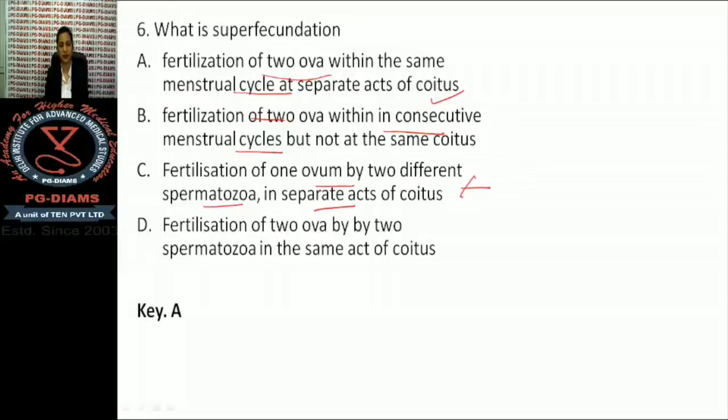Now that I don't know if it occurs. One ovum, if it has got fertilized, it will not get fertilized again. Fertilization of two ova by two spermatozoa at the same act of coitus will result in dizygotic twinning. So your answer is A.